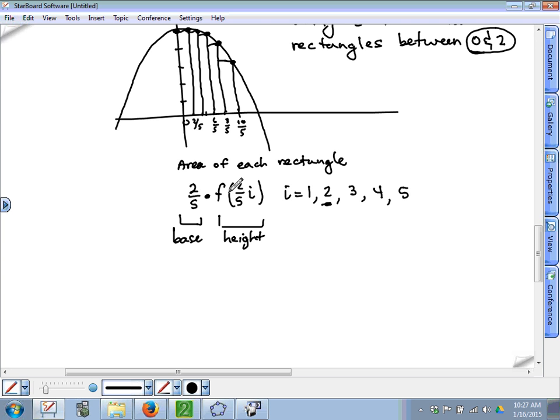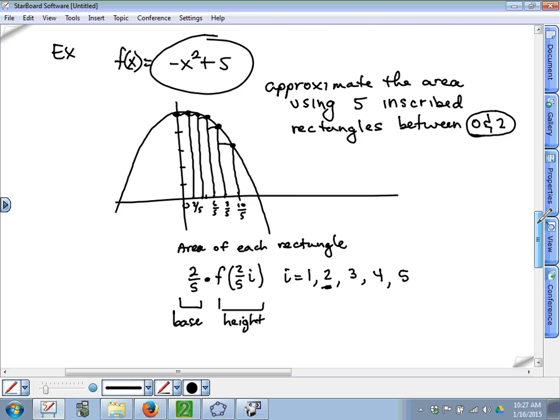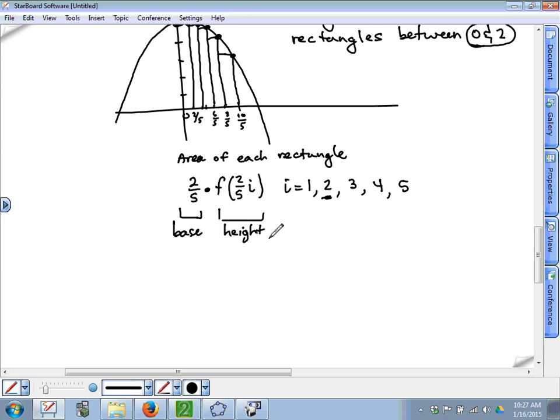Okay. Now, why is it f of 2/5 i? Well, to find the height, isn't the height a function value? So you plug in this x value into the function of the parabola, which is negative x squared plus 5. Okay? Now, answer me this question. To find out the total area of all five rectangles, don't we find out the area of each one and add them up? Didn't we just practice something where we found the individual terms and then we added them all up? Yes. Okay, wasn't that a summation?